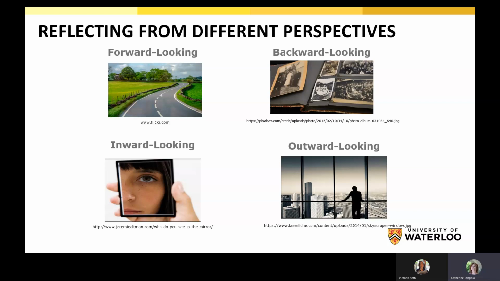ignore? And finally, we might have them take an outward-looking approach where they're not so much concerned about their own actions, but they're starting to think about how other people are acting or thinking. So you might have them undertake an exercise where they reflect on the ways that their process was similar or different to those of their peers.